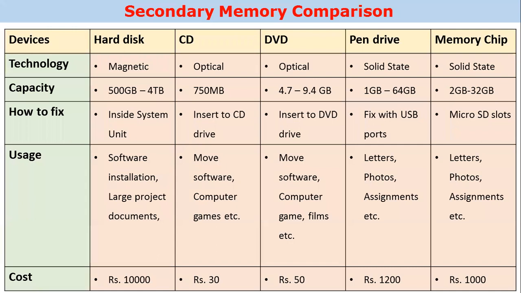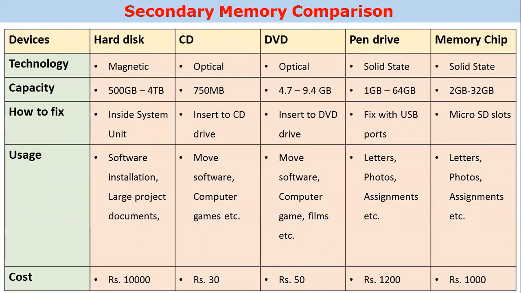For example, suppose you are creating a document in Word and then you need to get a printout. Normally printers are not available in your home. Therefore, you want to move your document to another location. The best way to move your own document to another place is a pen drive, or you can also use a memory chip. These are some usages of these memories.